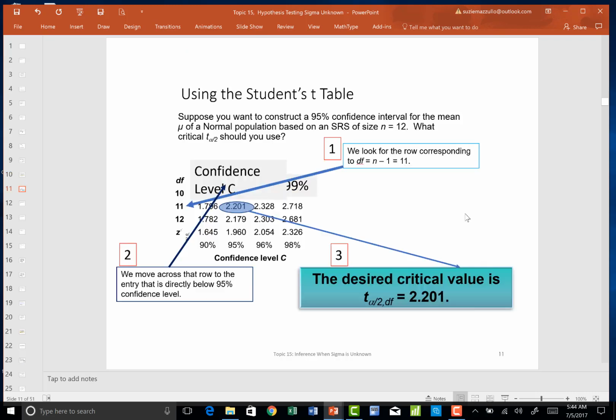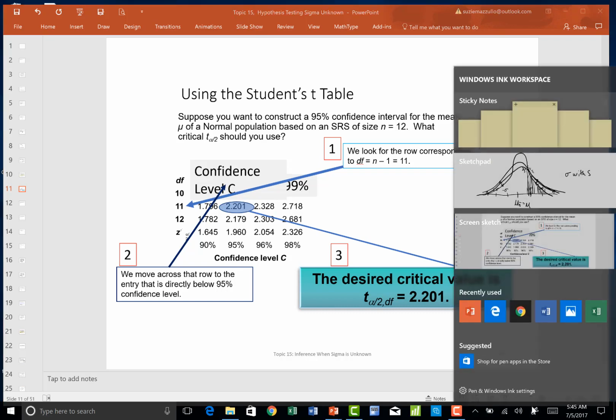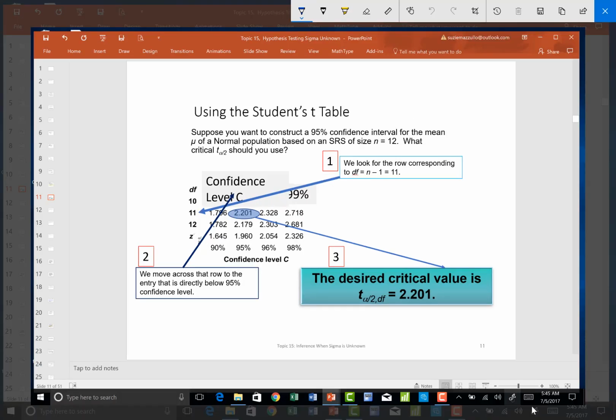Using the student's t table, you're going to have degrees of freedom down the left side of the table that I give you. The table that I provide for you is very nice because it's going to give you a lot of information. But first we're going to learn how to use it. On the left-hand side is your degree of freedom. Remember what that is. It's just your sample size minus 1. And your confidence level is along the top.